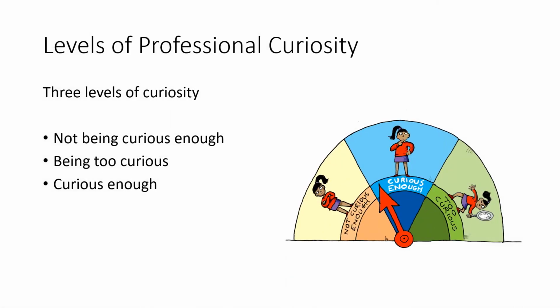Imagine a shower. It has three settings: too cold, too hot, and in between these is that just right temperature. This same framework is useful in professional curiosity. Not curious enough, too curious, and in the middle, curious enough. You can imagine what these represent.